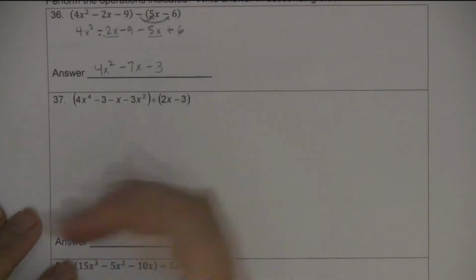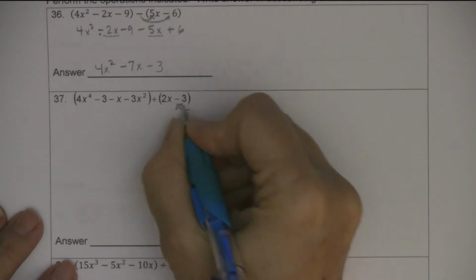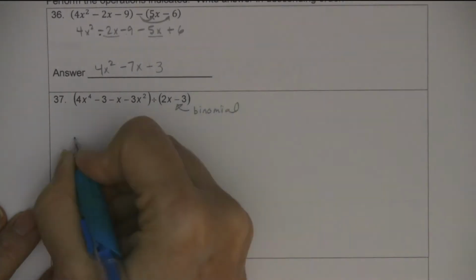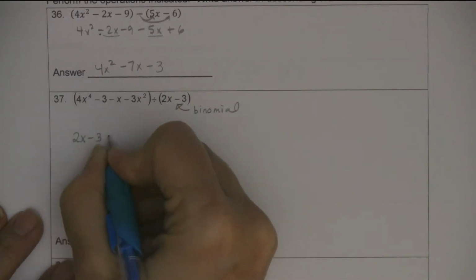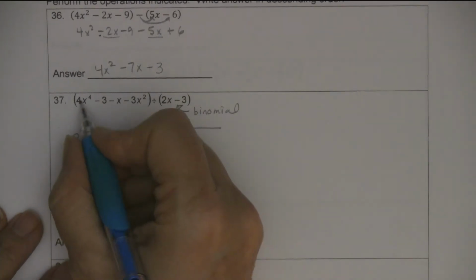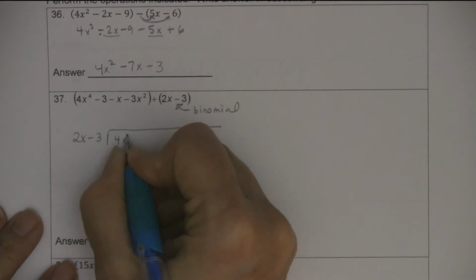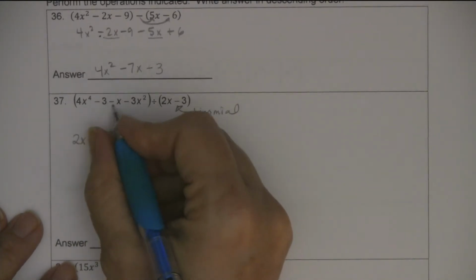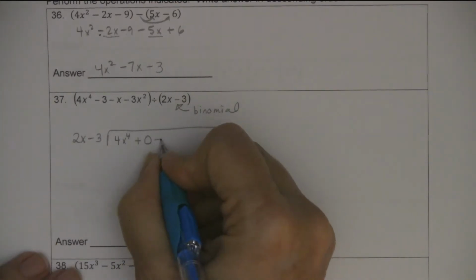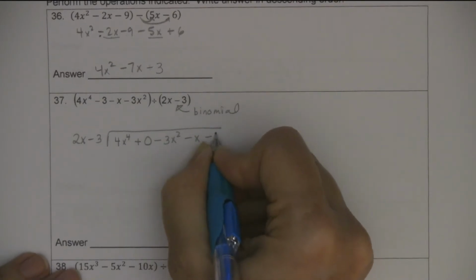This one is long division because this is a binomial. So when it asks you to divide and you're dividing by a binomial, you have to use long division. When you set it up, you have to make sure that it's in descending order. So this is in descending order. That's no problem. But this is not in descending order. So you want to write the leader first. 4x to the 4th is the leader. It's missing the x to the 3rd, so you want to fill it in with a placeholder 0. Minus 3x to the 2nd minus x minus 3.